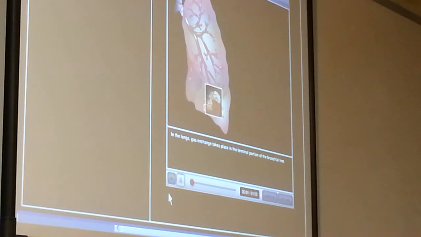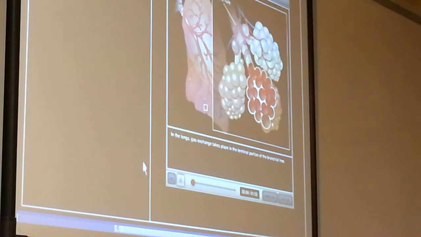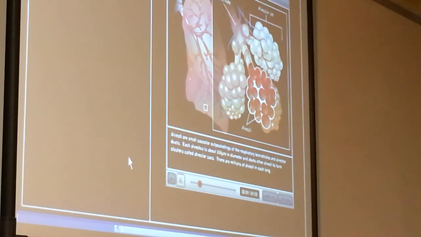In the lungs, gas exchange takes place in the terminal portion of the bronchial tree. Alveoli are small saccular outpocketings of the respiratory bronchioles and alveolar ducts. Each alveolus is about 250 micrometers in diameter and abuts other alveoli to form clusters called alveolar sacs. There are millions of alveoli in each lung.